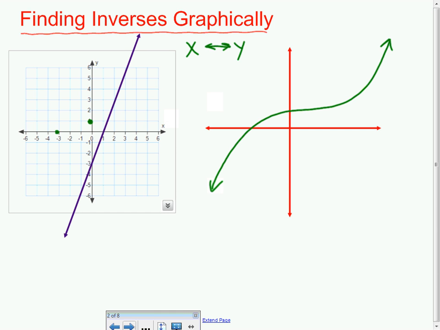I can take any point on the line, like 2, comma, 3, and now on my new line that will be 3, comma, 2. I can take a point like out here again, like 3, comma, 6. X is 3, y is 6, and just switch it around again. X is 6, y is 3, so that'll give me the corresponding point there. All right?